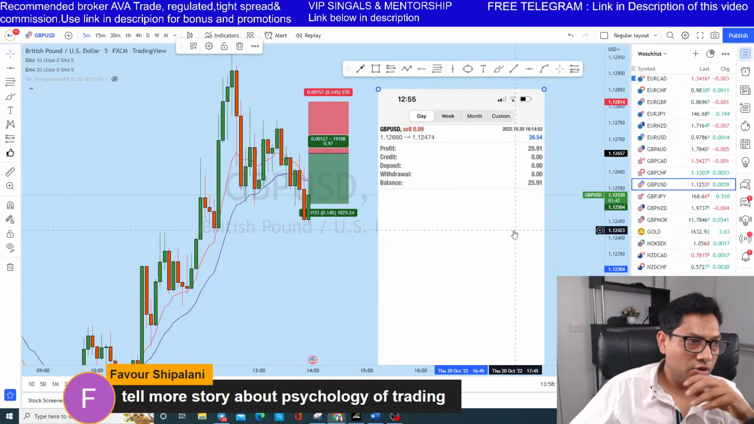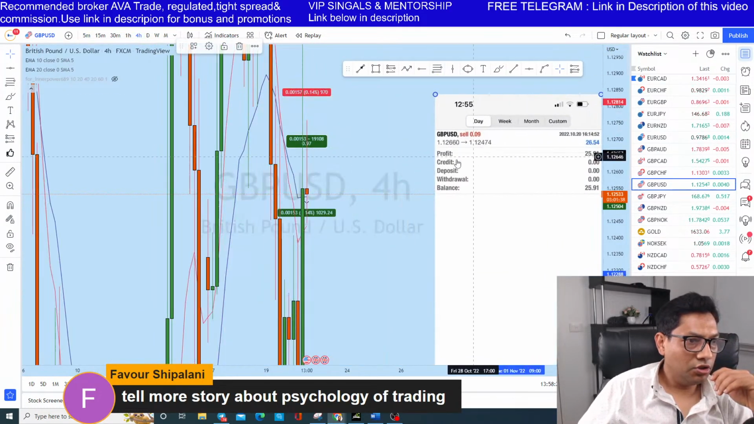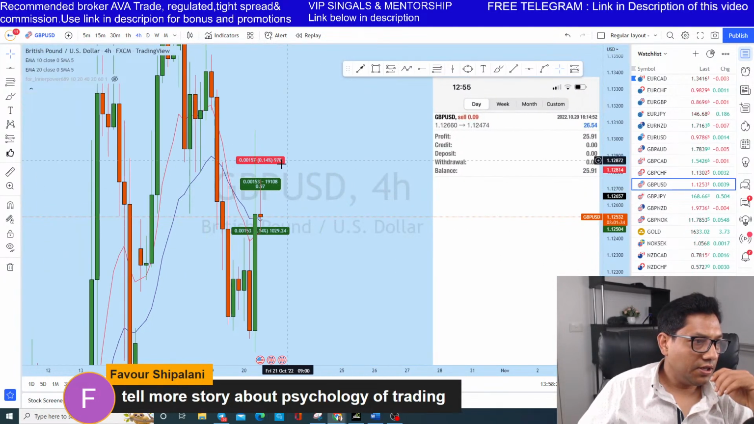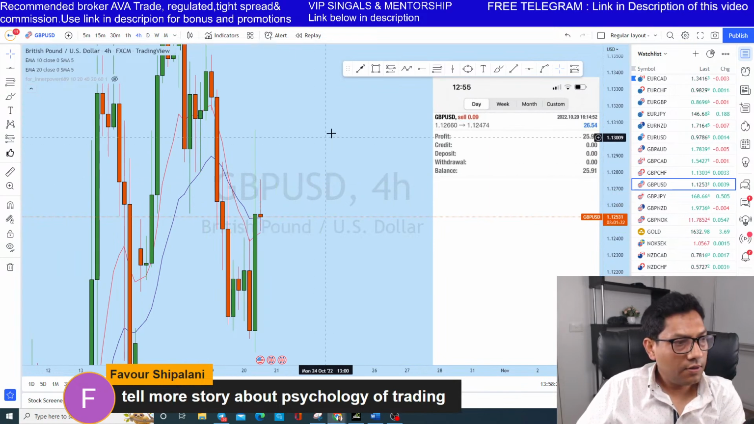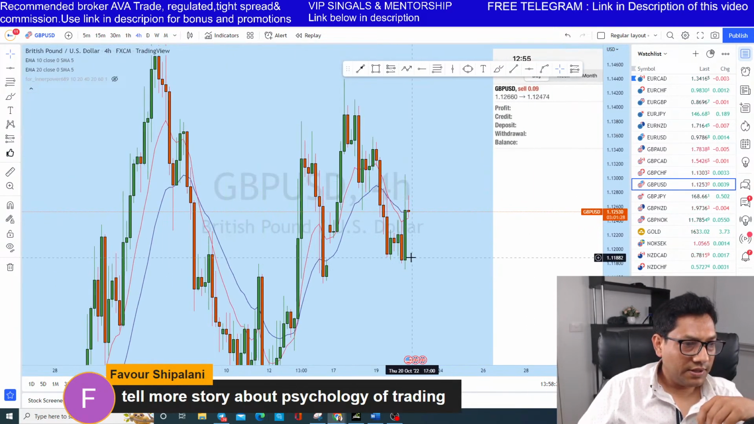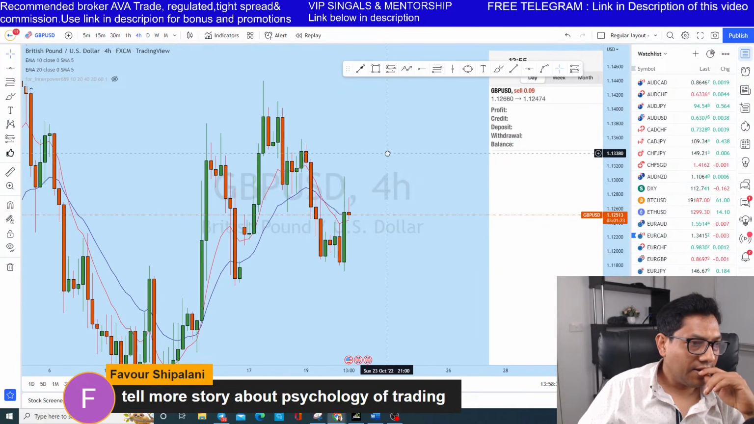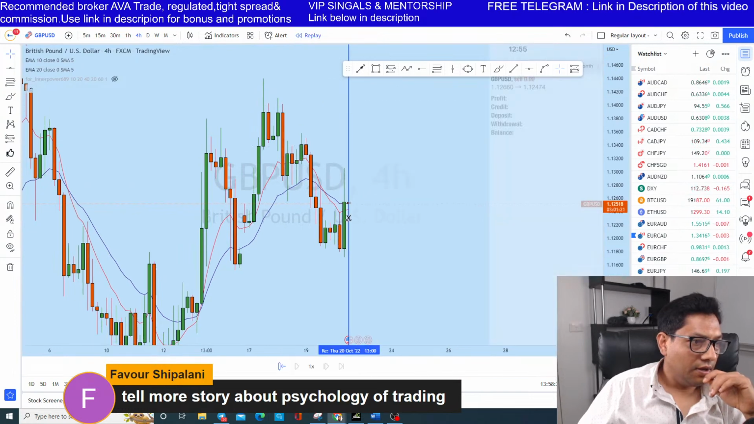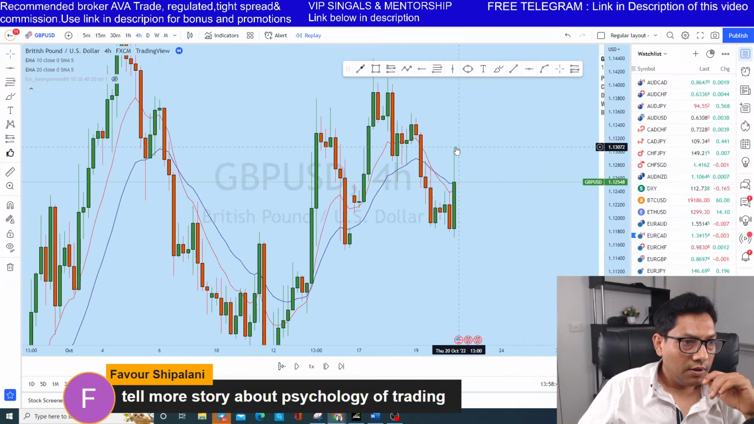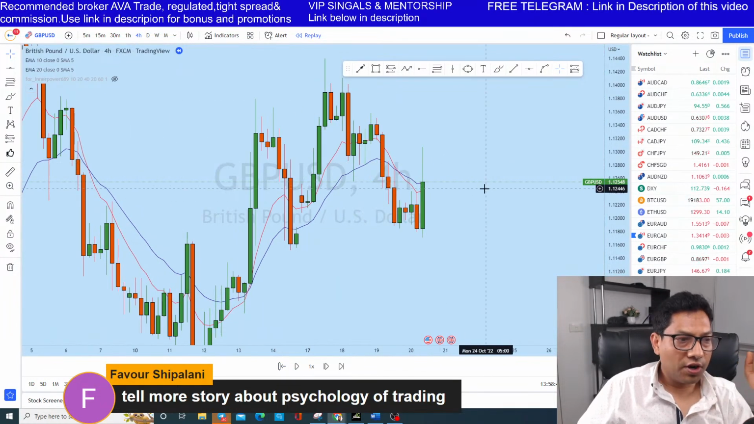Now if you go to the 4-hour time frame on Gbpusd, you see that, let me delete this one here. You see this news candle, that's a huge candle. That news candle, if you look at this one here, to me, it's a fake candle. So I love to trade fake candles.